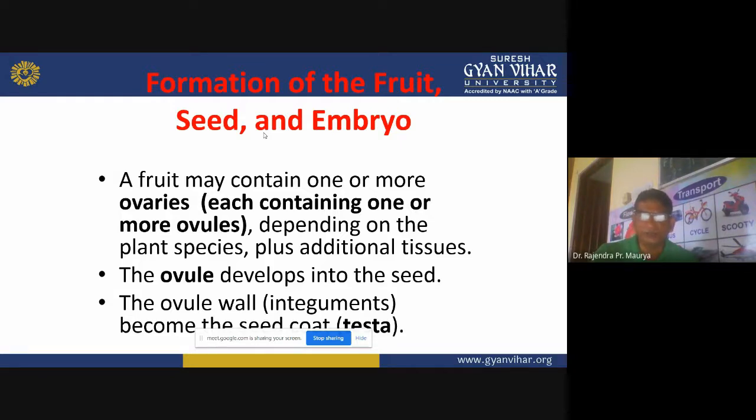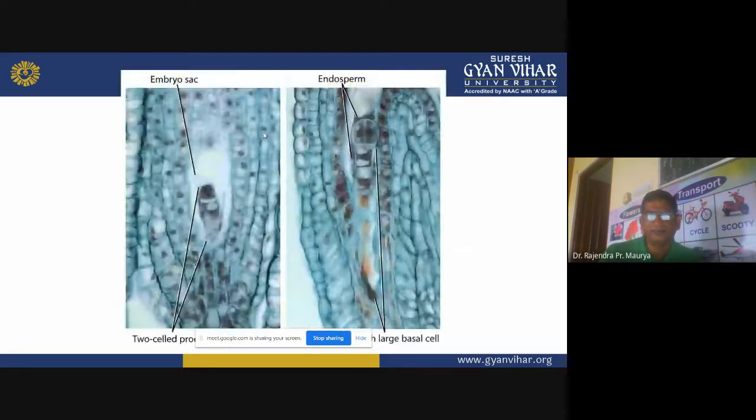Plus additional tissues. See, the ovule develops into the seed. So the ovule wall, the integuments, becomes the seed coat, the testa. And what is the function of the seed coat? The seed coat works as protection. So it protects the embryo from external damage.